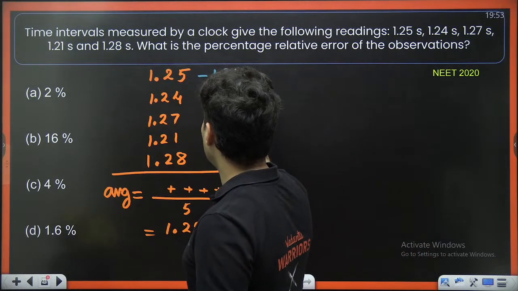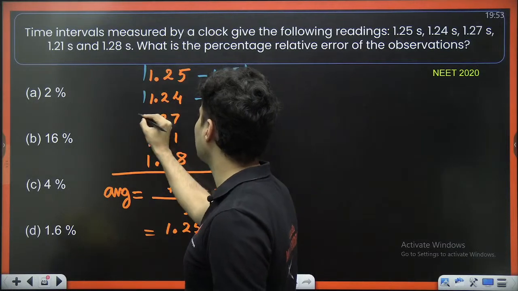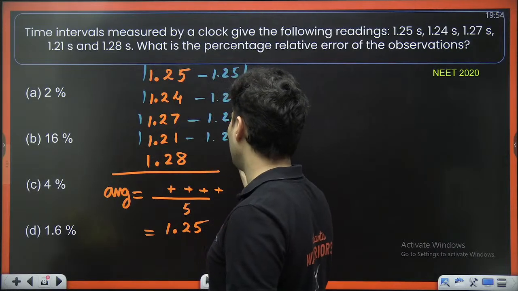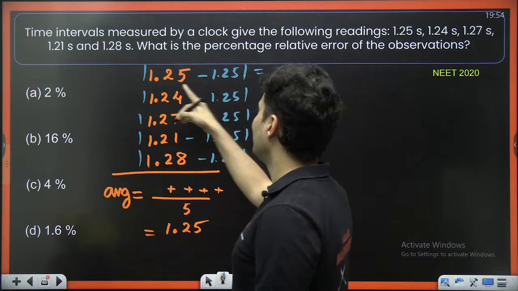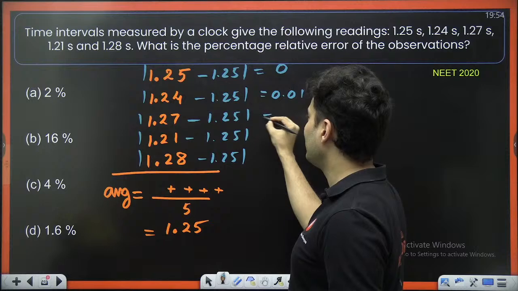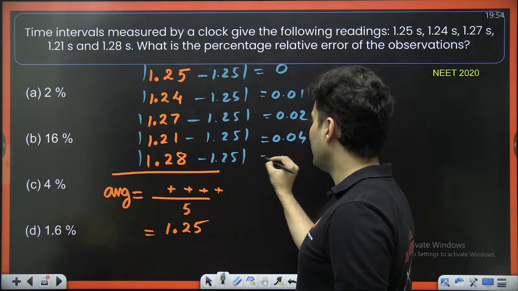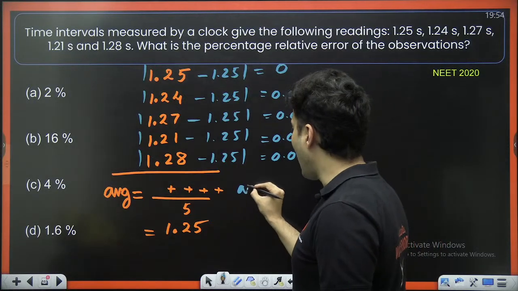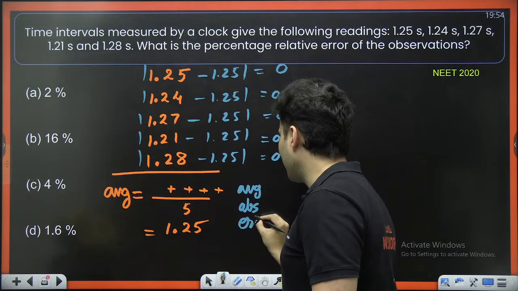Subtract this with 1.25 modulus. This will be 0. This will be 0.01. This will be 0.02. This will be 0.04. This will be 0.03. Now you find the average of the absolute error.